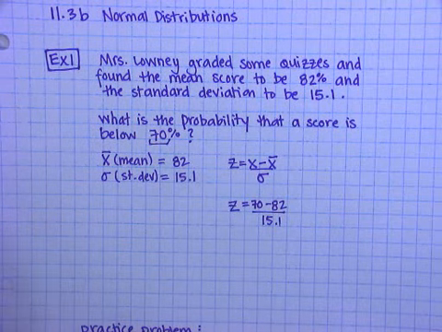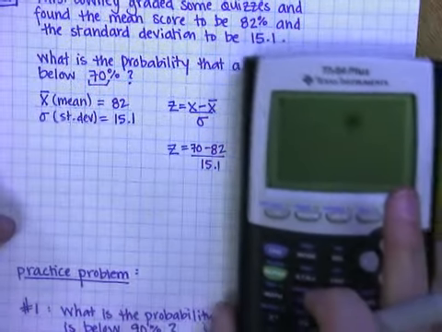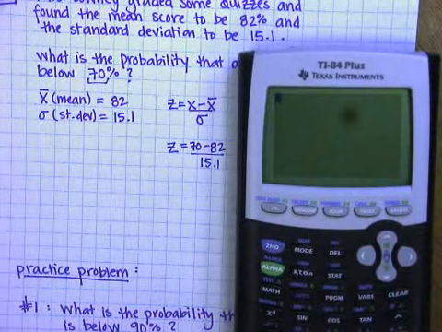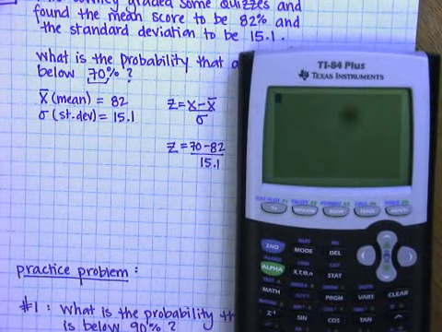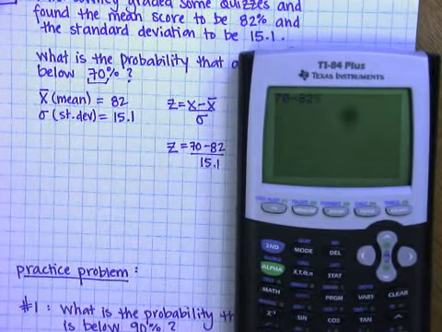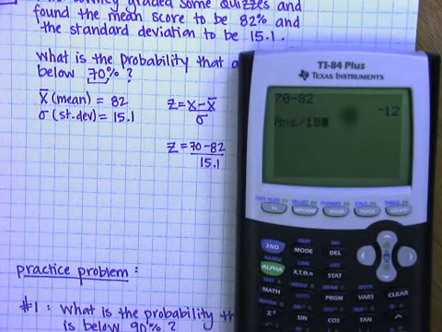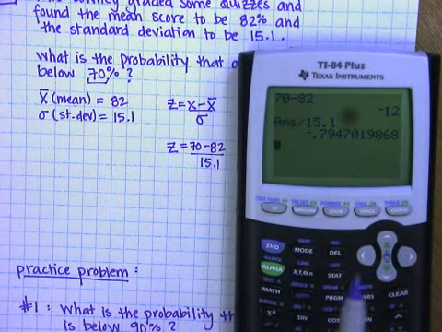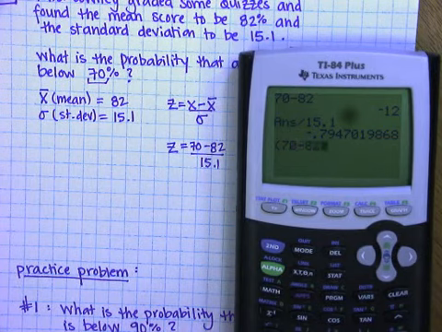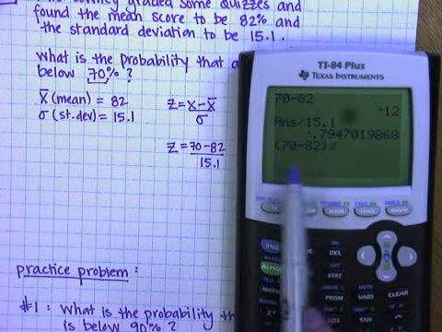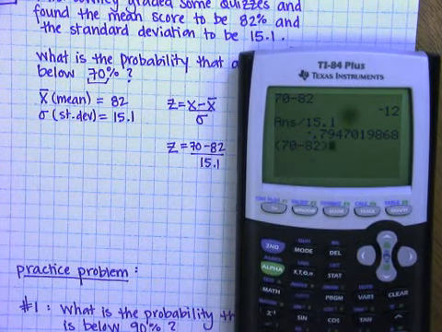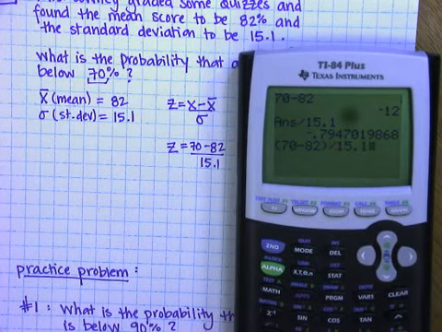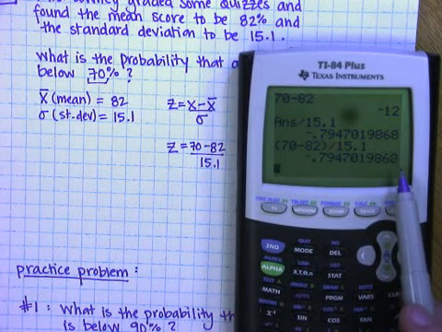Okay. And now I need to do this work on my calculator. I mean, I guess I could do it in my head, but I prefer my calculator. So there's two ways you can type this into your calculator. You can say 70 minus 82, hit enter, and then divide it by 15.1, and you get your z-score. Or if you want to type it in all as one, you have to tell the calculator that you want 70 minus 82 to be on the top of the fraction. You do this by putting parentheses around it, and then divide by 15.1. You should get the answer the same either way.